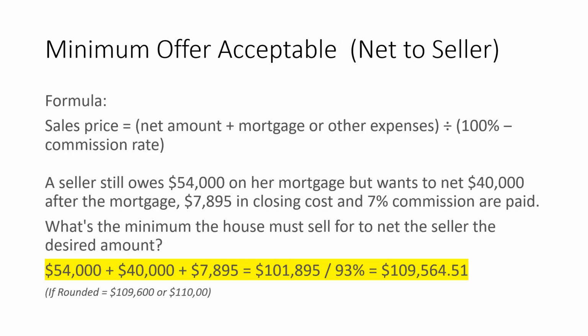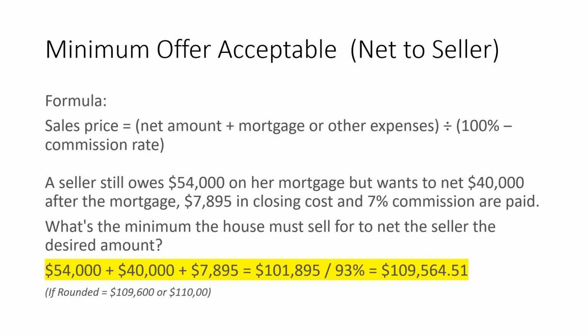Now this is not a net listing. This is what they call a minimum offer acceptable, because the seller wants to net a certain amount. It doesn't mean a net listing. They're saying, okay, I need to make at least $20,000 off this house when I sell it. That's what they're talking about. They're not talking about the other type of net. So the formula is you take the sales price, and what that equals is the net amount plus the mortgage or other expenses, divided by 100% minus the commission rate.